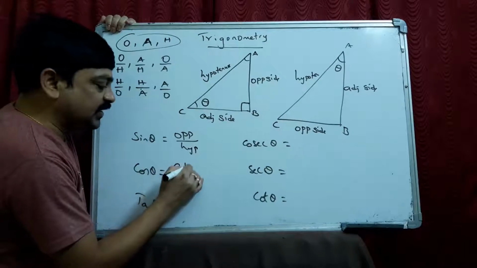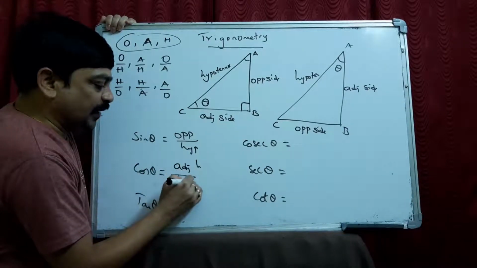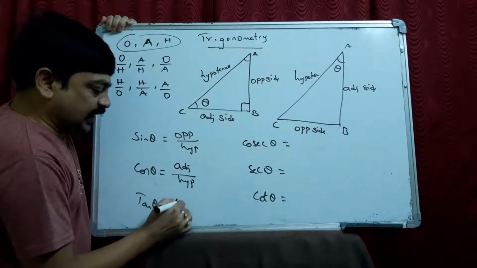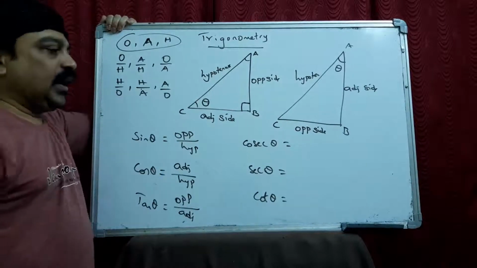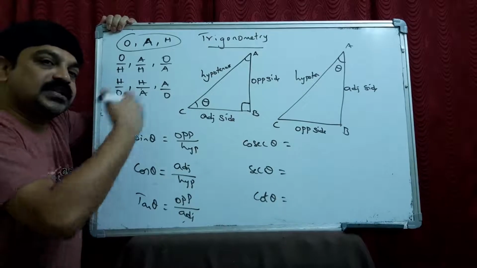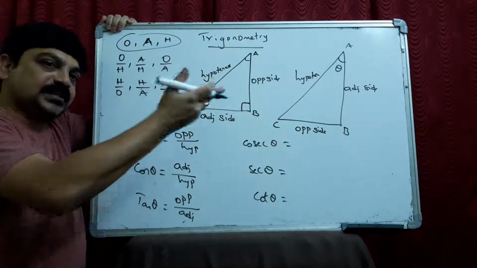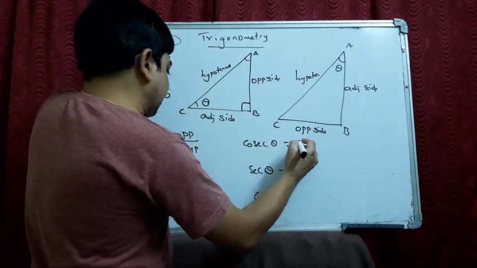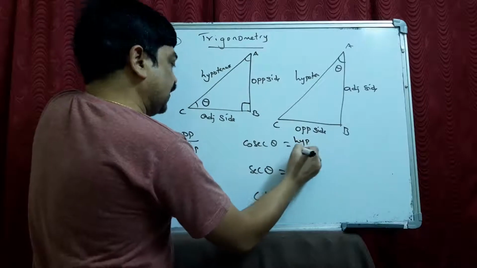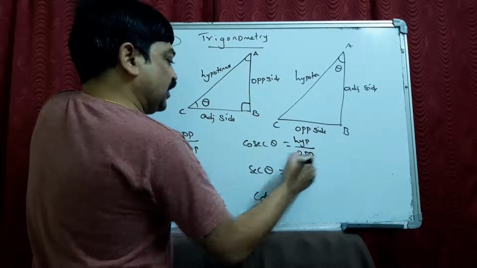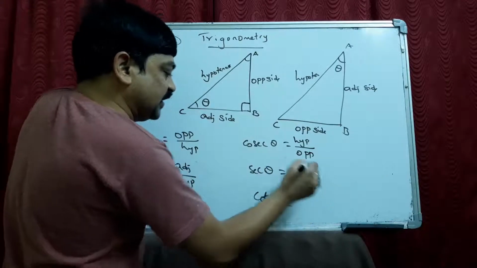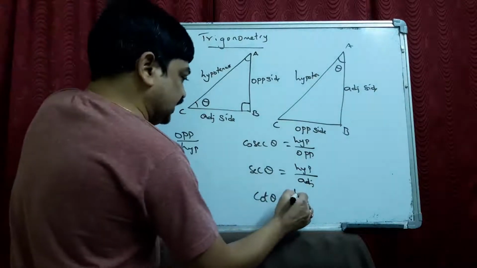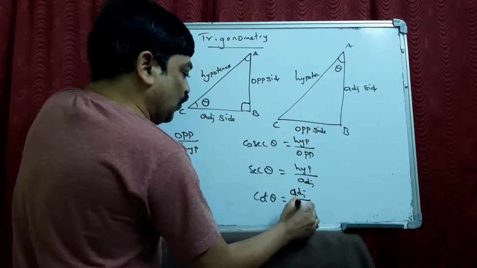Cos theta is adjacent by hypotenuse. Tan theta is opposite side by adjacent side. And these 3 are nothing but just the reciprocals of these 3. So cosecant theta you can take as hypotenuse by opposite. Secant theta you can take as hypotenuse by adjacent. Cot theta you can take as adjacent by opposite.